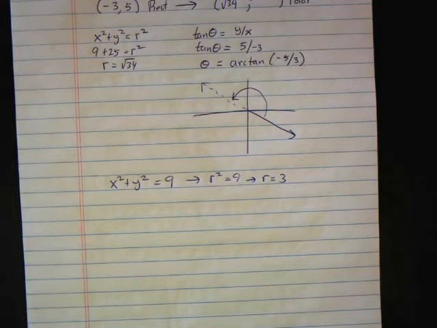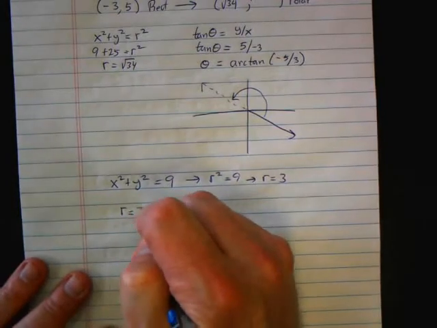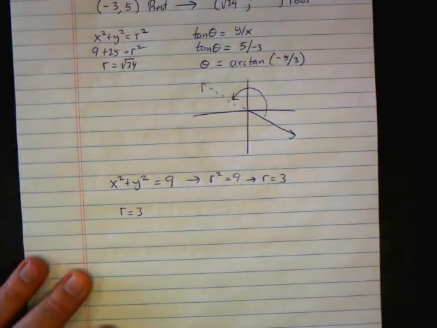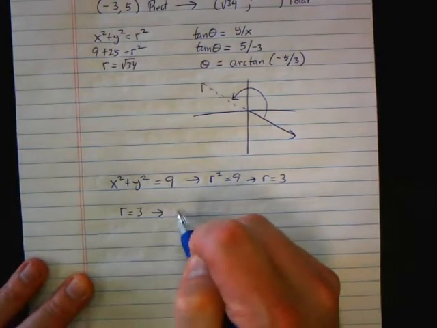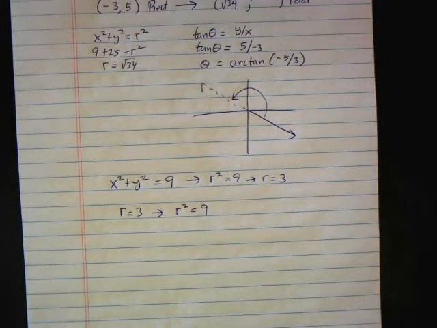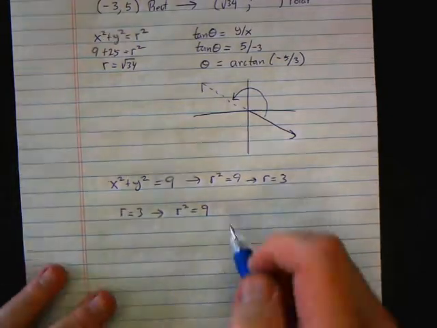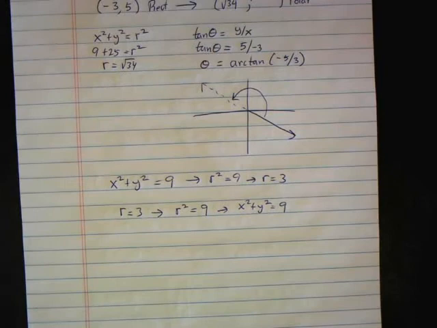If I was given r equals 3, could I go backward? Sure, I would get x squared plus y squared equals 9. But quite often, when you have just an r, what you need to do is square both sides. You would write it as r squared equals 9, and then replace r squared with x squared plus y squared equals 9. So yeah, we can go either way. I can give you a rectangular equation, and we can convert it to polar form, or I can give you a polar equation, and we can convert it to rectangular.